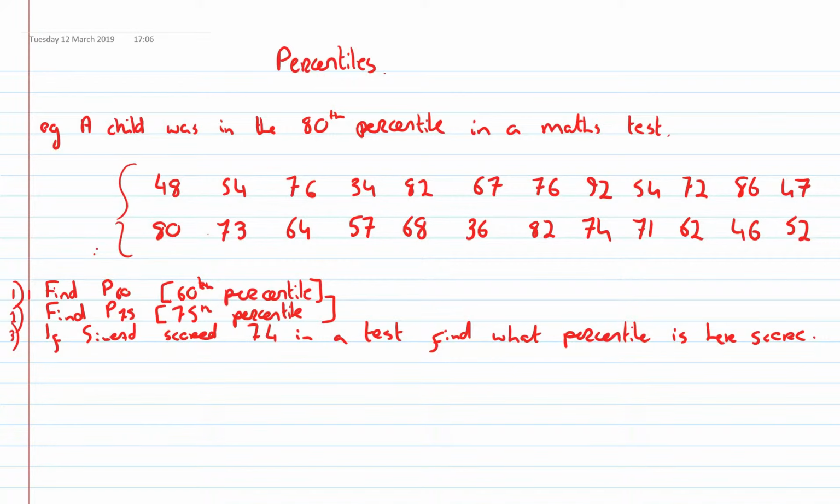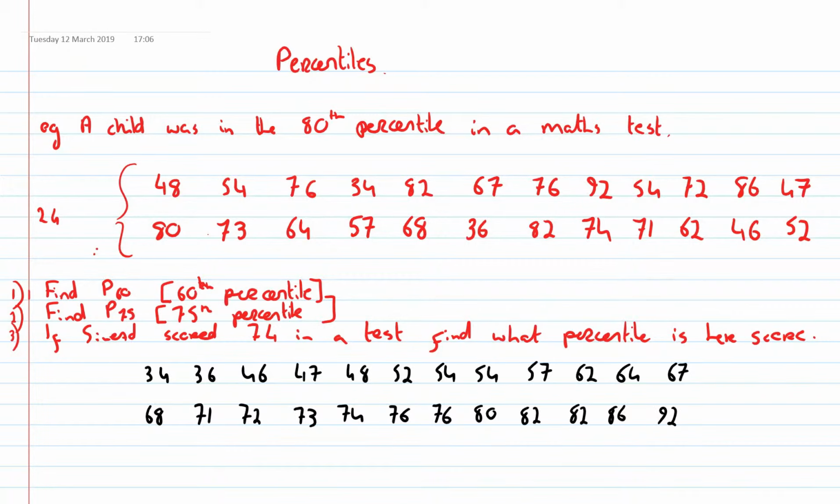Let's say this is a class and they do a test. There's 24 students in the class, and these are their results. So they have 48%, 64, 76, etc. And we're looking for P60, the 60th percentile. So we're looking for the result, or the score, that's bigger than 60% of the rest of the scores. So the first thing we do is we write out the data from smallest to biggest. So here I have listed the data from smallest to biggest.